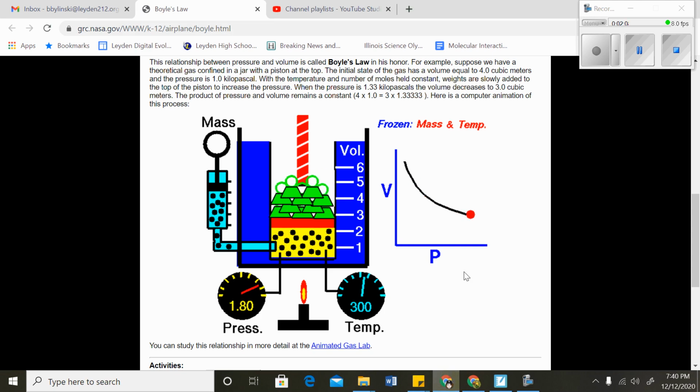So here's that website. First of all, this is a great graph that shows you what an indirect relationship looks like. P goes up, and the volume is going down. Now also take a look at the actual experiment. See how mass is not moving, temperature is not moving, the pressure gauge is going up. You can see it increasing. And what's happening to the volume? As the P goes up, this is coming down. So P goes up, V goes down. And then you can see when it reverses itself, the volume goes back up.